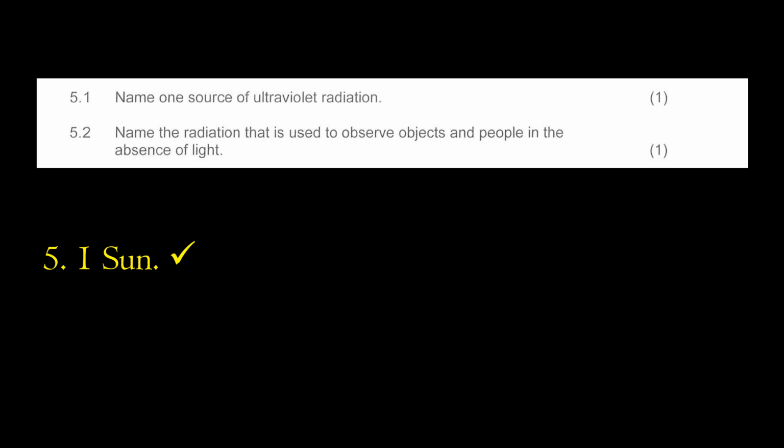Question 5.2. Name the radiation that is used to observe objects and people in the absence of light or in the dark. Infrared can be used to see in the dark. For example, you can put on infrared glasses in the dark and you will be able to see the heat signals that an object emits. We cannot see infrared light, but we can sense it as heat. So to answer question 5.2, we would write infrared, and this is a 1-mark question.